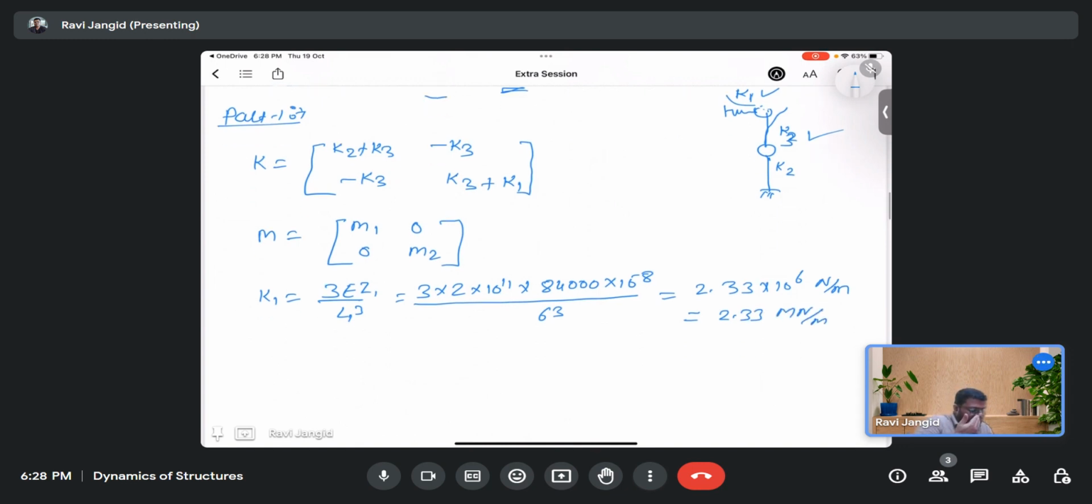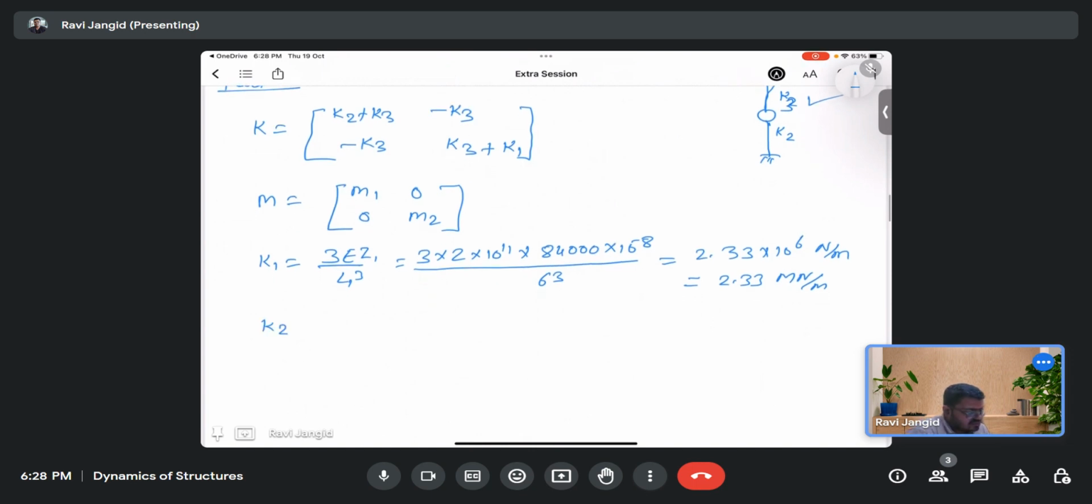Similarly, K2. Your K2 would also be 3EI2 by L2 cubed. But here we have two columns, so that will multiply with the 2. So it would be 6 times 2 into 10 raised to power 11, into 42,000 into 10 raised to power minus 8, divided by L2 cubed, where L2 is 3. If you solve this, you will get 18.67 mega Newton per meter.